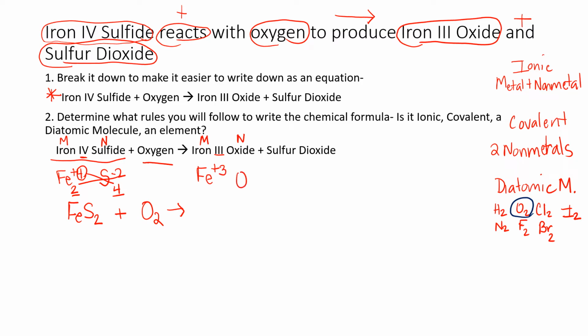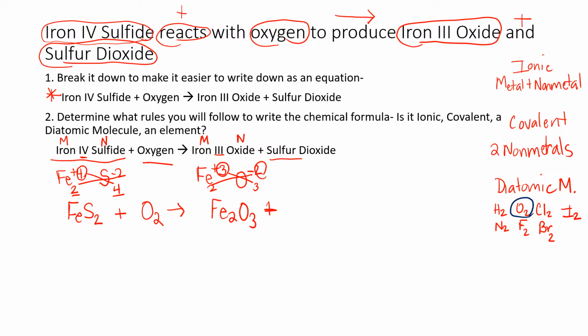And then oxygen, just like we've done in the past, is negative 2. Okay, we're going to crisscross. So the 3 comes here, the 2 comes over here, and when we write it down, it is Fe2O3. Okay, and then we get our plus sign, and then it gives you sulfur dioxide.